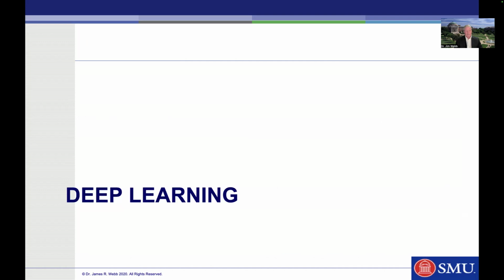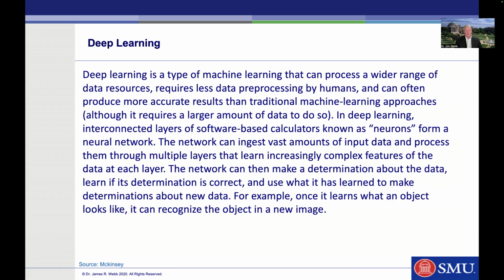Okay, deep learning. So this is a type of machine learning, but now we can process a wider range of data resources. You need less data preprocessing by humans, and it probably is going to produce more accurate results than the traditional machine learning that we just talked about. In this case, we're going to be talking about software-based calculators known as neurons, and they form something called neural networks.